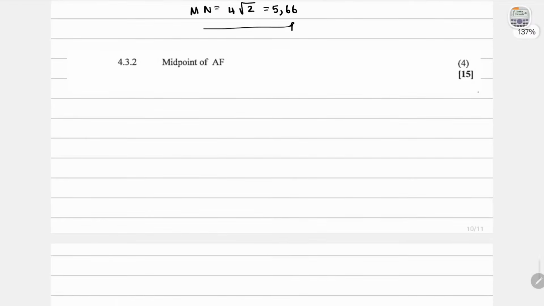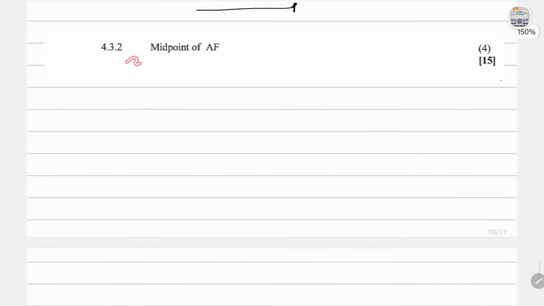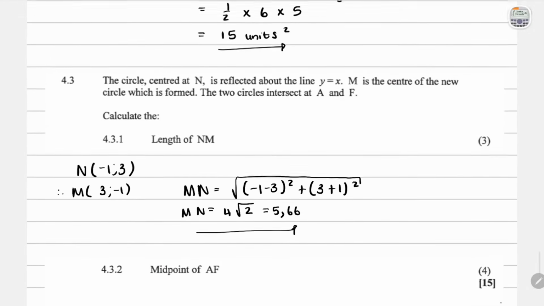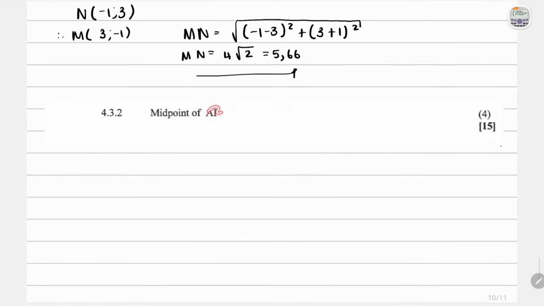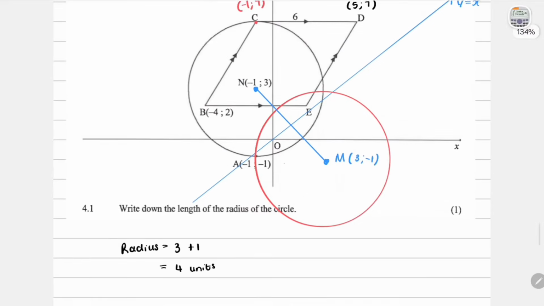Okay, and the final question for question 4 says 4.3.2, we need to calculate the midpoint of AF. Okay, so let's go ahead and look at our diagram.